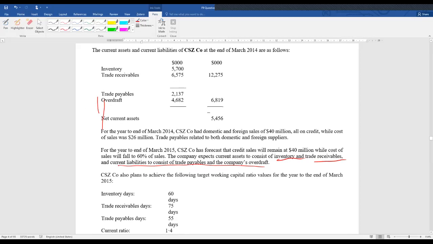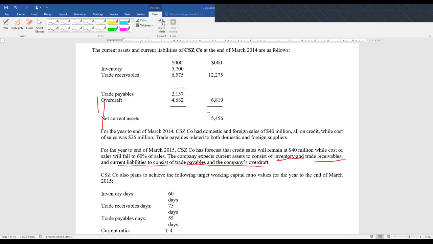Let me open my writing area. So the current ratio is about 1.4. Let's get the current assets, the inventory and the receivable. We can begin by getting the inventory of the company, which will be equal to the target number of days for inventory, which is 60.